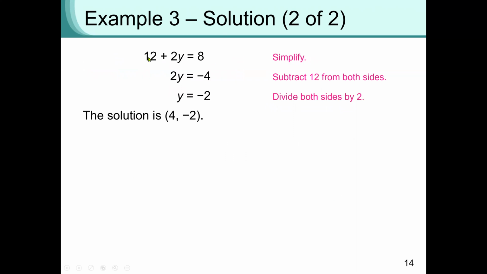And then 12 will cross the equal sign, becoming minus 12. So minus 12 plus 8 will give me minus 4. Divide both sides by 2, so y will give me minus 2. So our solution will be 4 for x and minus 2 for y.